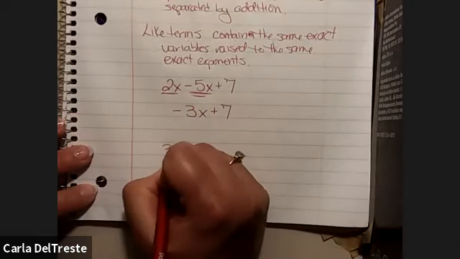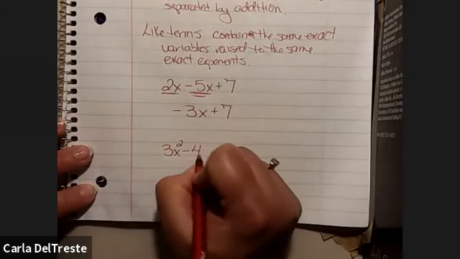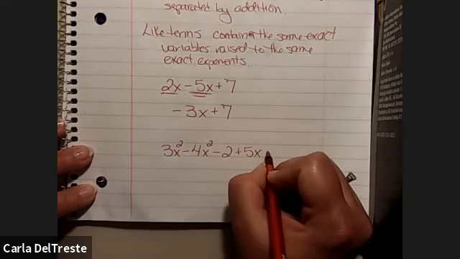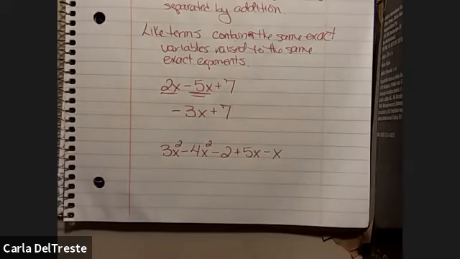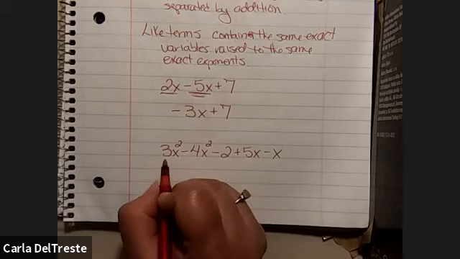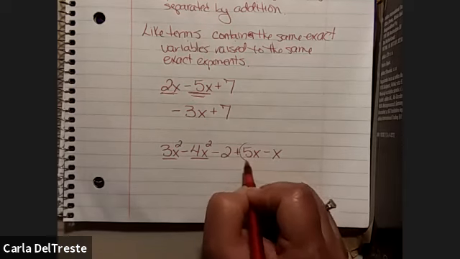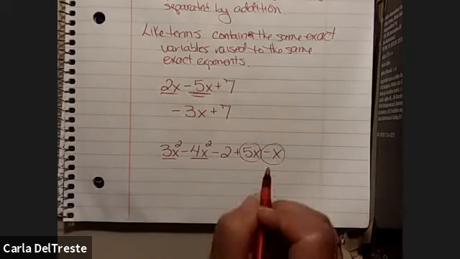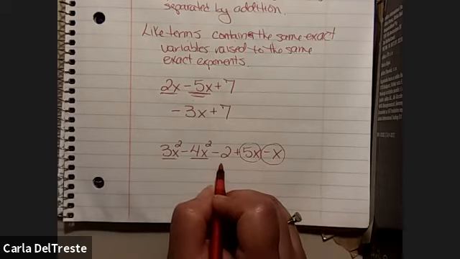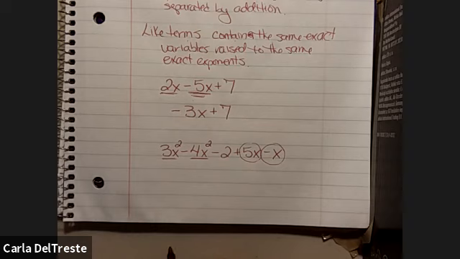What if we had 3x squared minus 4x squared minus 2 plus 5x minus x? We're looking for like terms, okay? I have x squareds that are going to go together. Okay, those are like. I have x's that are going to go together. Notice how I'm using a different symbol to identify different sets of like terms. And then I have just a -2 that doesn't have any partners.